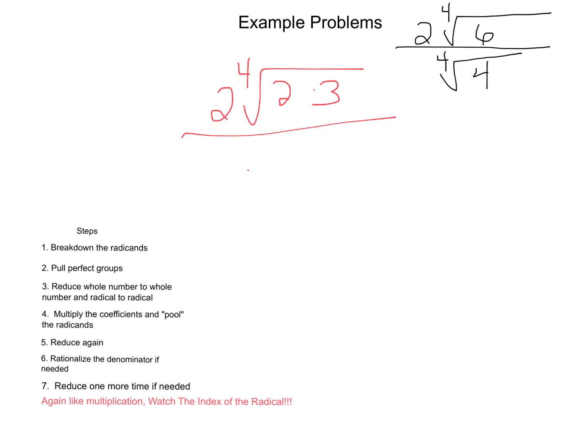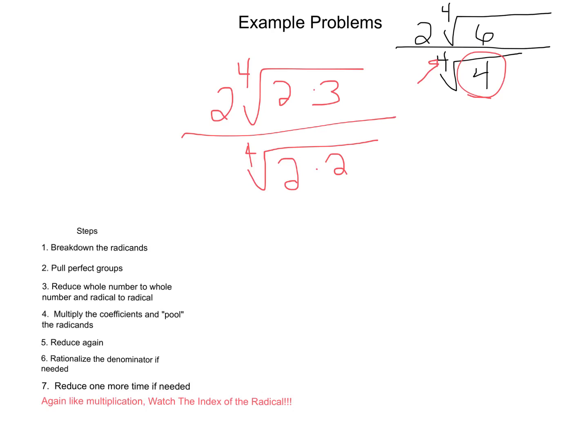Now again, it's awfully tempting here to say, well, 4 is underneath here. That's a perfect group that kicks out as a 2. But again, realize we're working in index of 4, not square. So this, believe it or not, is not a perfect grouping because we need a set of 4. Okay? So let's start off.